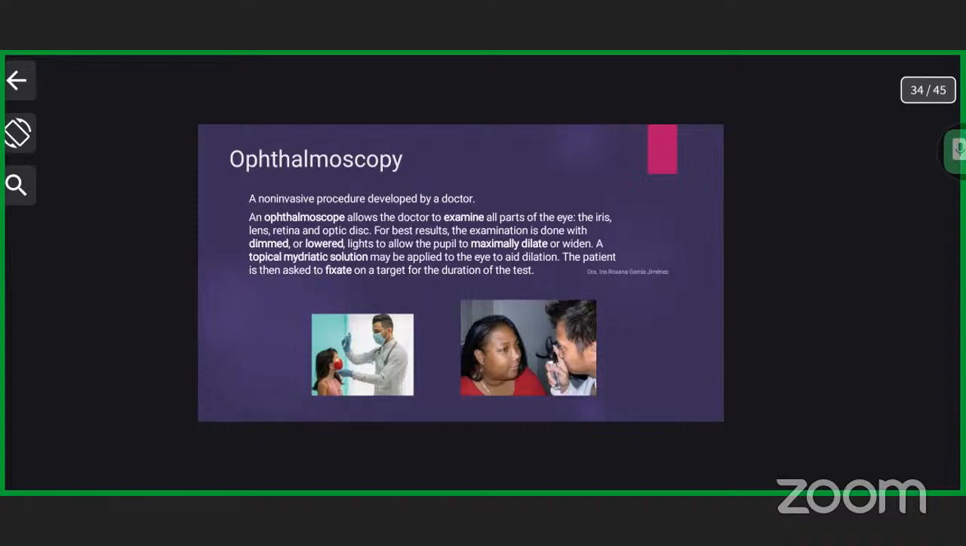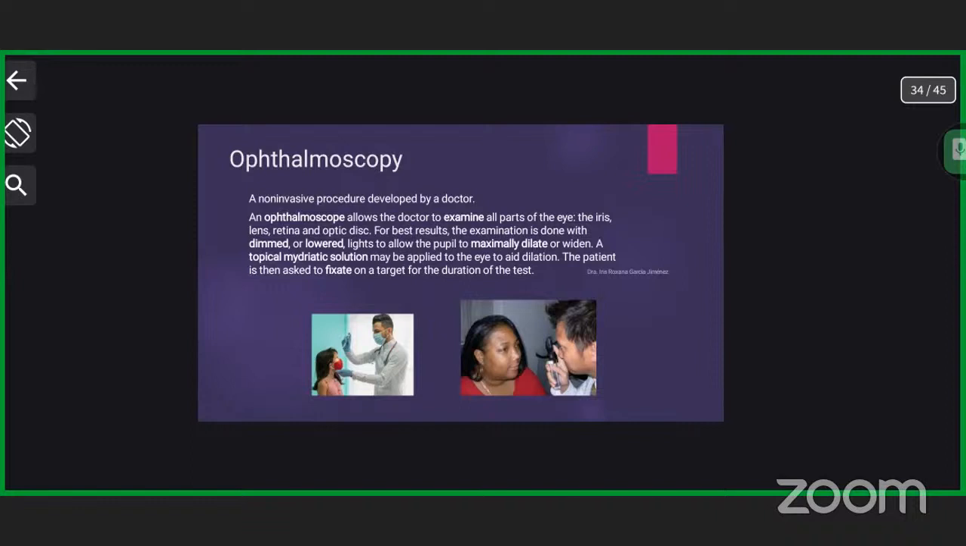Ophthalmoscopy, a non-invasive procedure developed by a doctor. An ophthalmoscope allows the doctor to examine all parts of the eye, the iris, lens, retina, and optic disc. For best results, the examination is done with dimmer or lowered light to allow the pupil to maximally dilate, or a topical mydriatic solution may be applied to the eye to aid dilatation. The patient is asked to fix a target for the duration of the test.